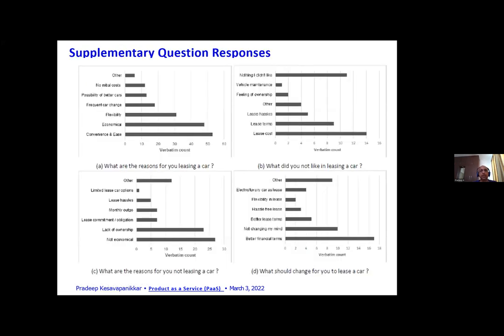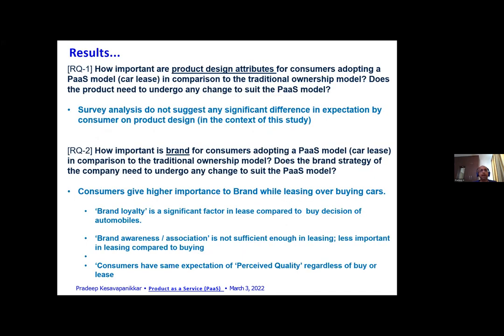So I will summarize the results. On research question number one, how important are product design attributes for consumers adopting a PaaS model, which is car lease, in comparison to the traditional ownership model? The analysis did not suggest any significant difference in expectation by consumers on product design. Regardless of buy or lease, consumers had high expectation of product design in the context of the study.